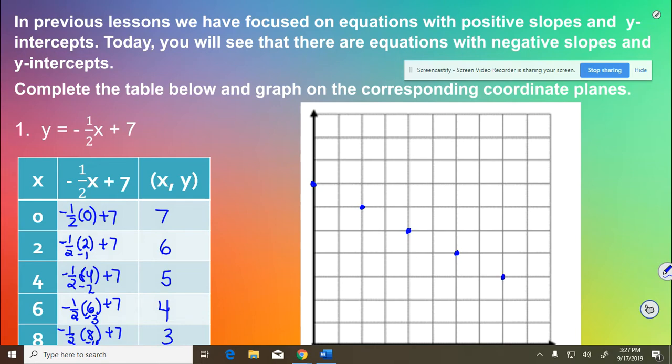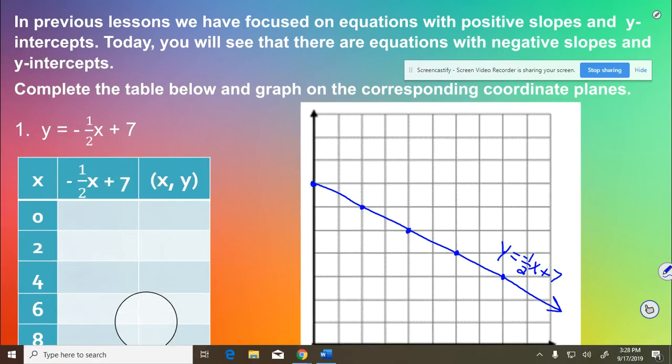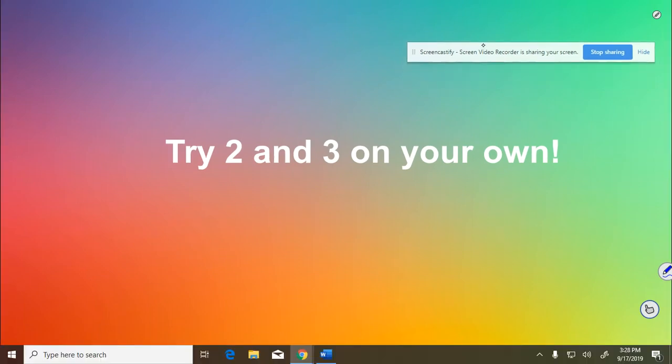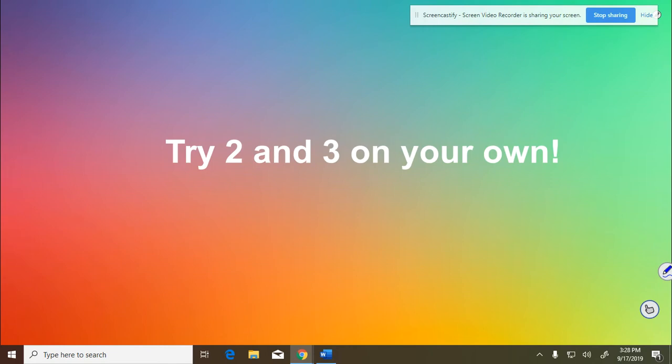So hopefully you see here that this is quite different than the lines we graphed the past couple days. Instead of it going uphill, it goes downhill. Make sure you label it with the equation. Now, the reason why it's going downhill is because it has a negative slope. So let's continue. You're going to try 2 and 3 on your own. Again, remember, you can pause the video here and come back, or try the rest and try those other 2 later on.